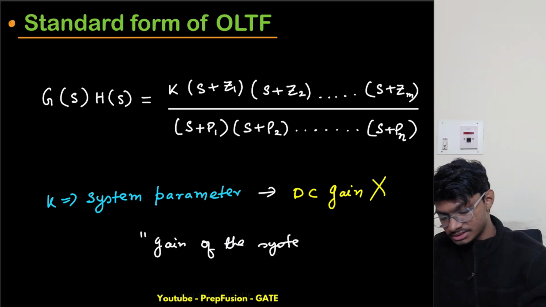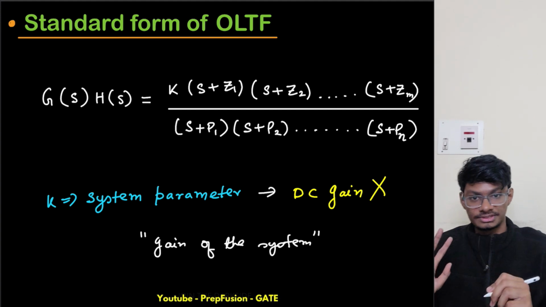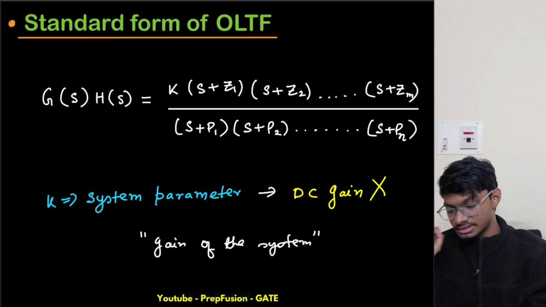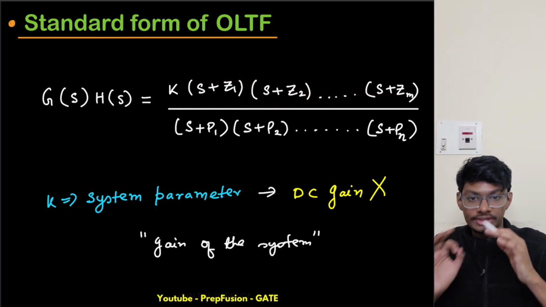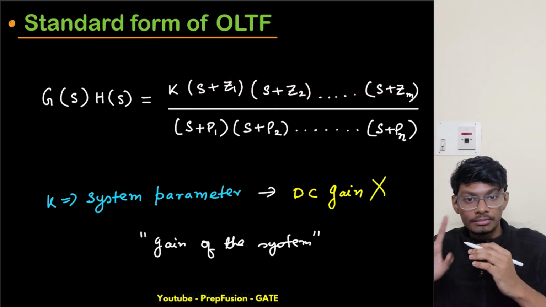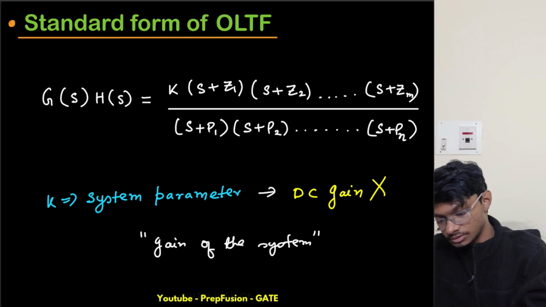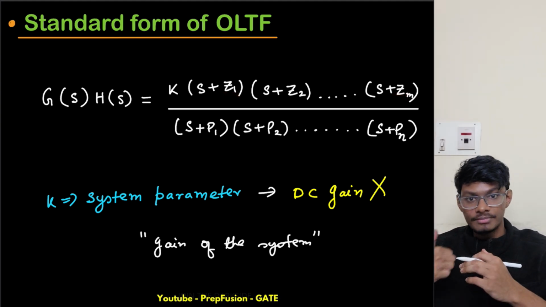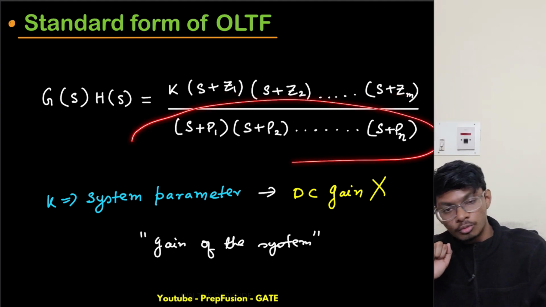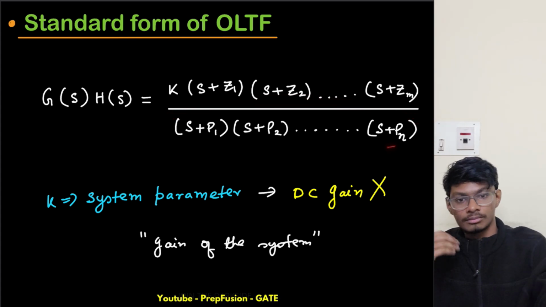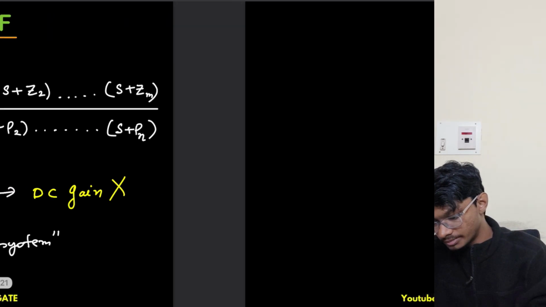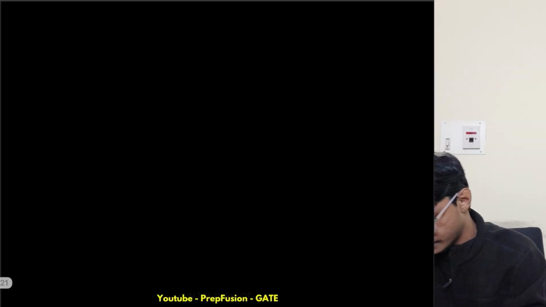Now what else is present over here? What I can see is I have this z1, z2, like how many zeros do I have? I have m number of zeros, right? M going from 1 to m, so I will have m number of zeros. And how many poles do I have? I have n number of poles, right? So let me write this down.